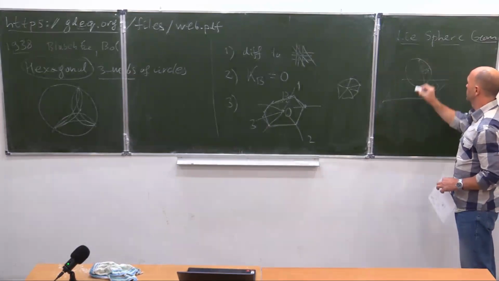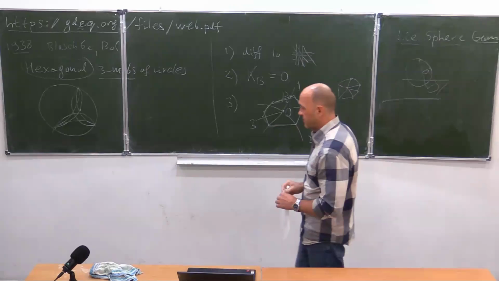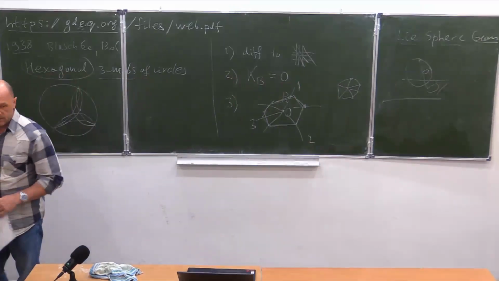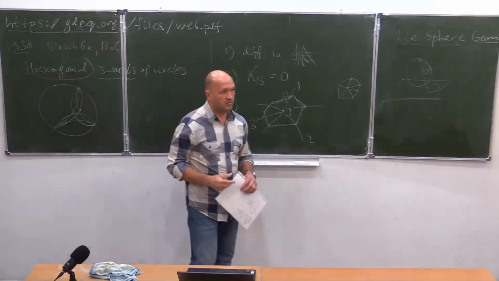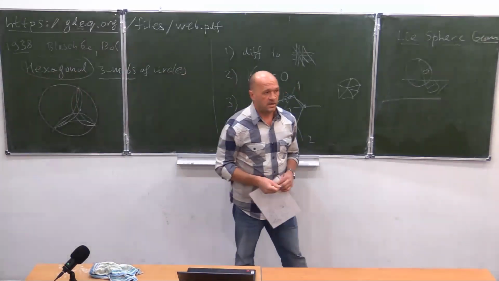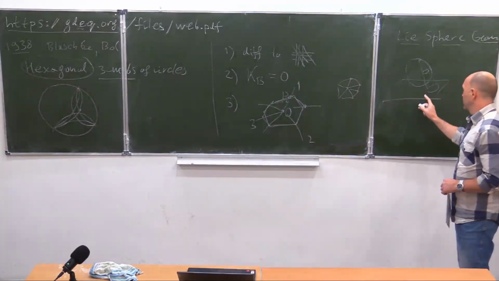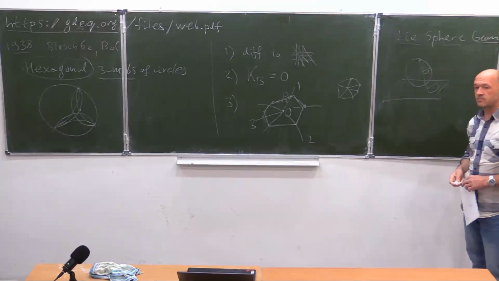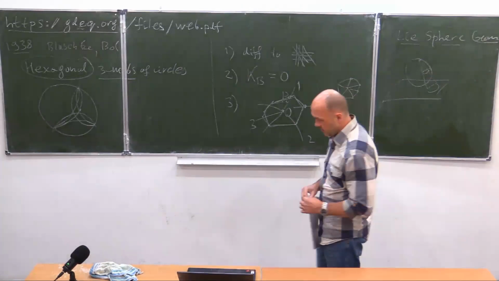Then it's well known from the first course in complex analysis that the image of any circle in the plane under inverse stereographic projection is a circle. So our 3-web of circles in the plane will be mapped to a hexagonal 3-web of circles on the unit sphere.